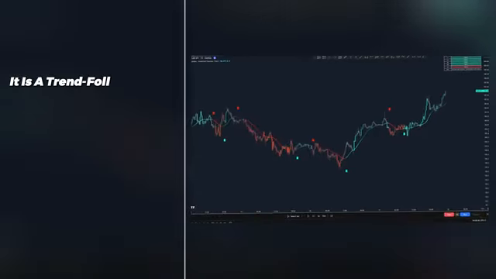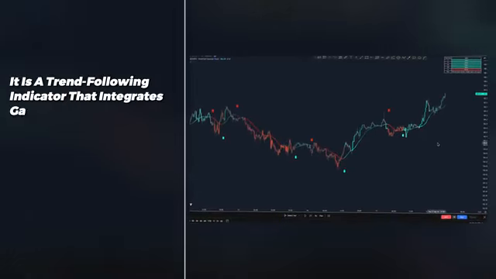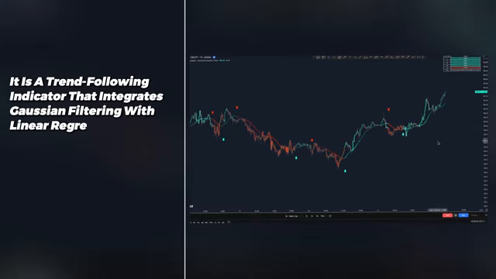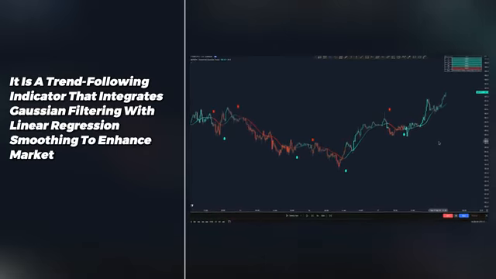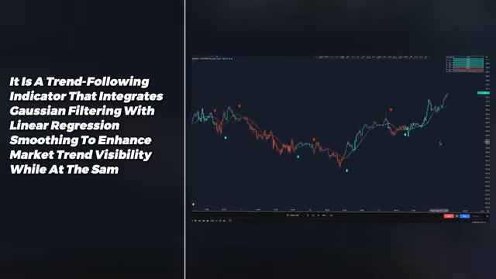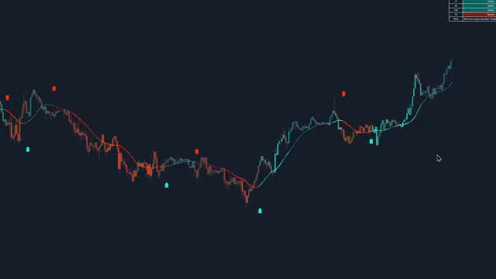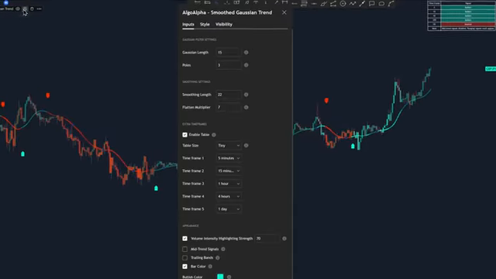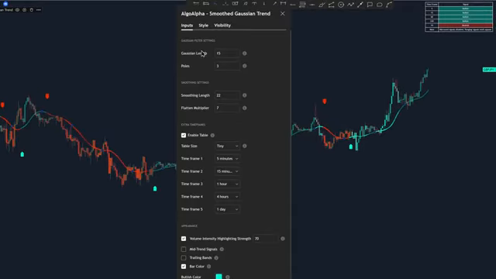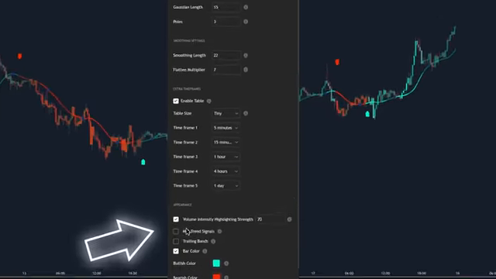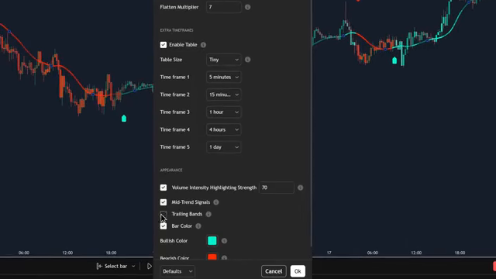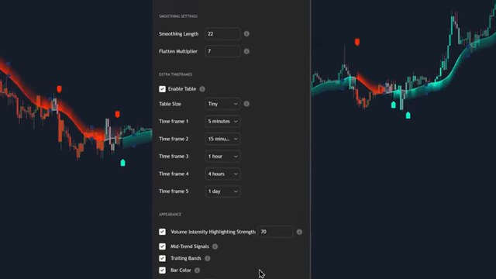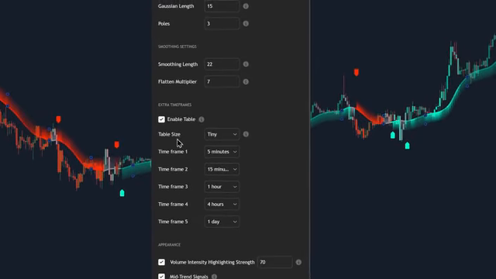It's a trend-following indicator that integrates Gaussian filtering with linear regression smoothing to enhance market trend visibility while at the same time reducing noise. This is what this indicator is made of. Now, in order to explore the components of this indicator, we first of all need to access its settings. On the Inputs tab, we want to activate these two disabled components, the mid-trend signals and the trailing bands. Right here, we need to change the table size to large.